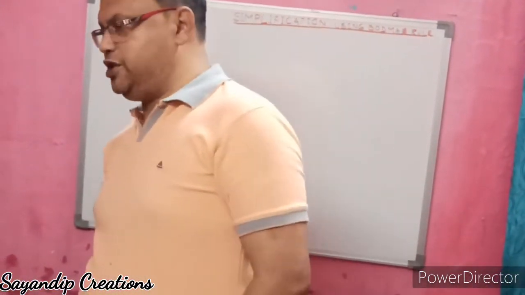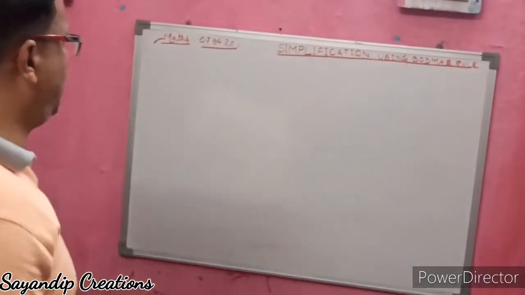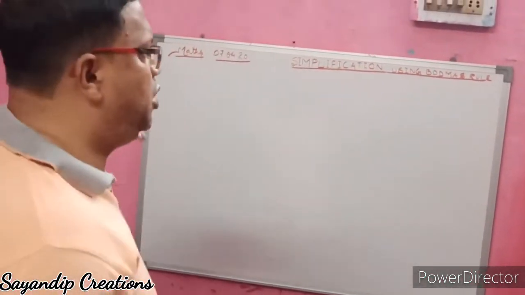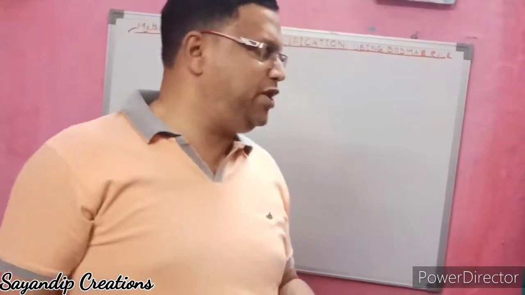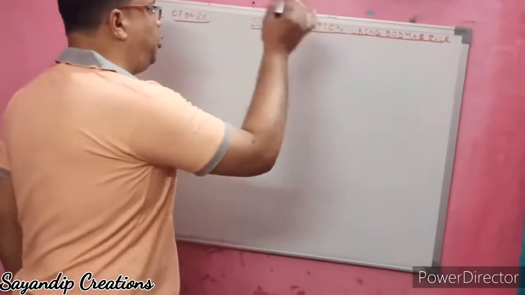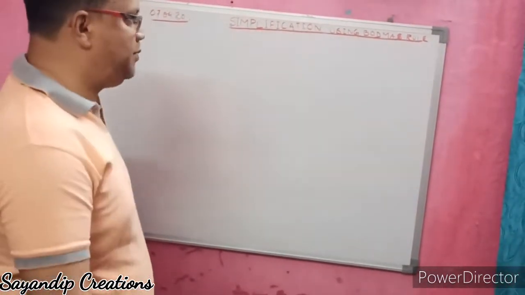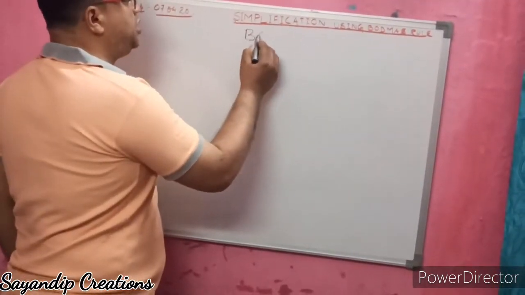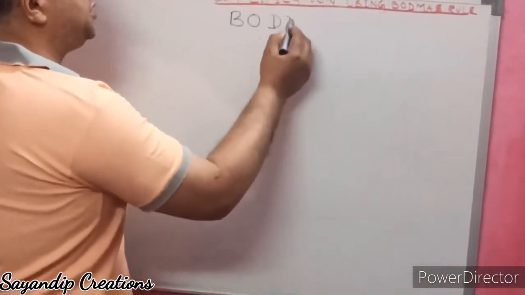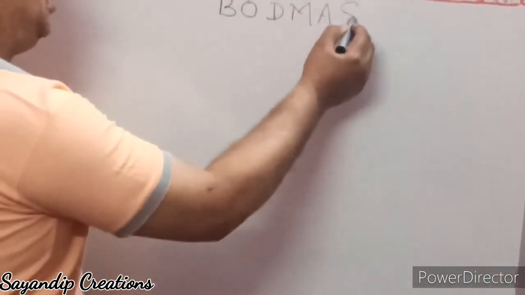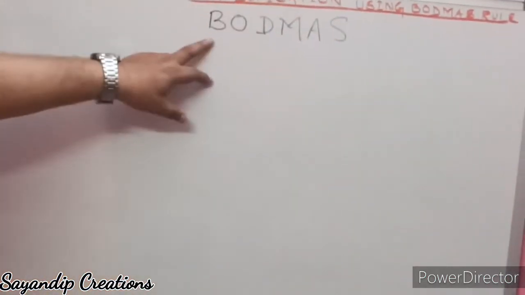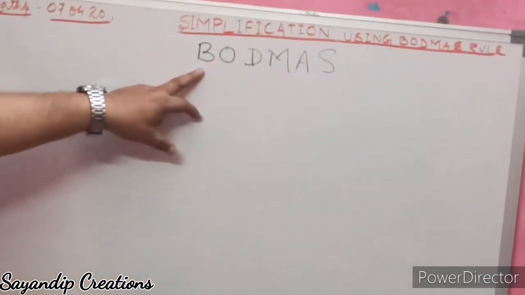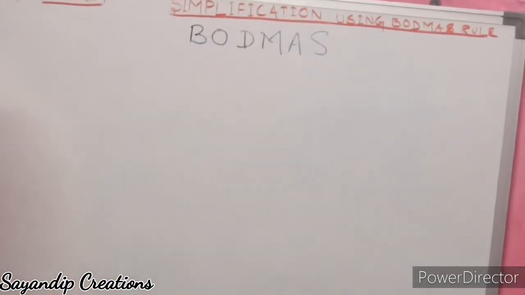Now from today onwards, we will again refresh ourselves and start off with the new chapter. It's not just a new chapter. I will give you an extension of the first chapter, that is the simplification using the BODMAS rule. So what does BODMAS mean? What is the full form of BODMAS? Now, in this BODMAS, students, you should take out your copies and start noting down.